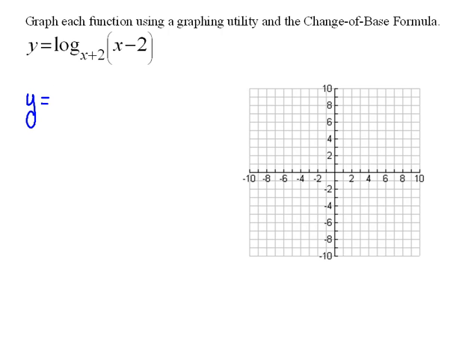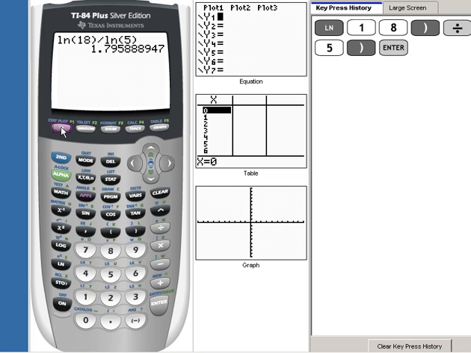We can rewrite this as y equals the natural log of the argument divided by the natural log of the base. Now this we can put into our calculator, and then we can choose the correct graph. So I'm going to put this in. If you need to just pause and write this down, go ahead. But I'm going to go ahead and go to my calculator.